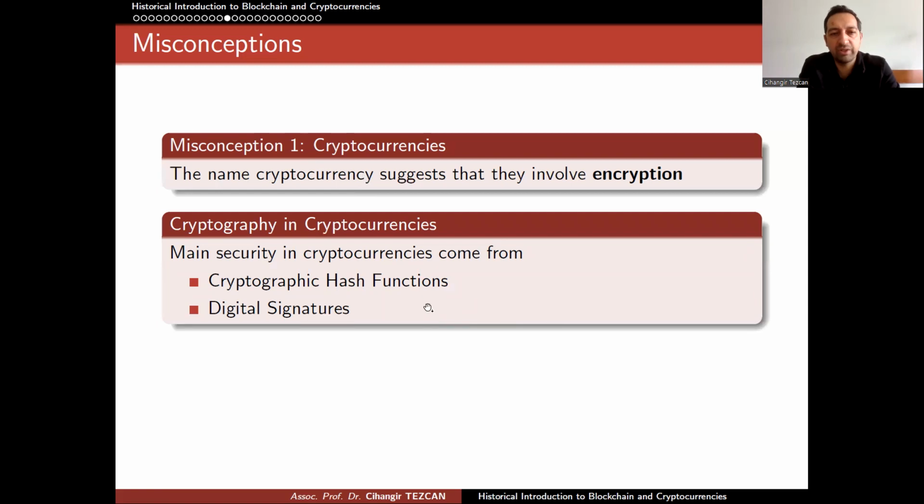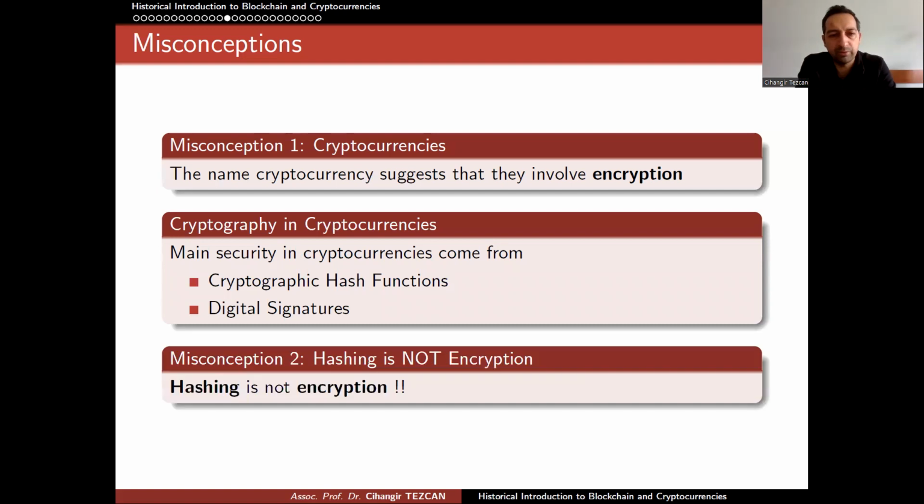So I would answer this question: cryptography in cryptocurrencies is generally based on cryptographic hash functions and digital signatures, but of course new areas of cryptography are still involved, like zero-knowledge protocols and so on. Another misconception is that people think that hashing is encryption, which it is not. Even if you go to famous companies in Turkey or in the world, you will see that they say they are encrypting stuff with SHA-256, which is not an encryption.